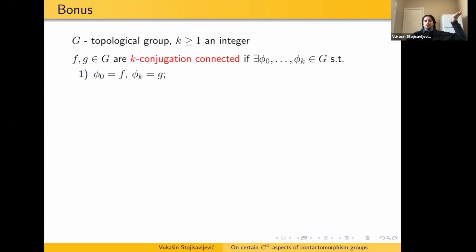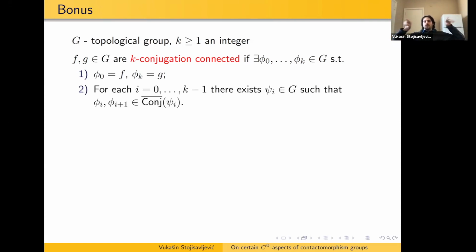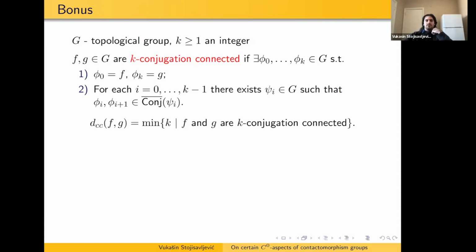For each consecutive phi i and phi i plus 1, there exists some psi whose conjugacy class closure passes through the two of them. So you really have two elements which you think are far away, you put in between these stops, phi 1 to phi k minus 1, and then you connect everything by conjugacy classes. And then you define a distance between two elements of the group as the minimal k such that these two are k conjugation connected.